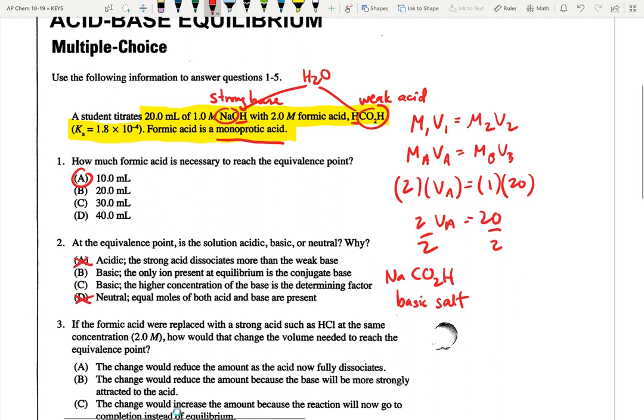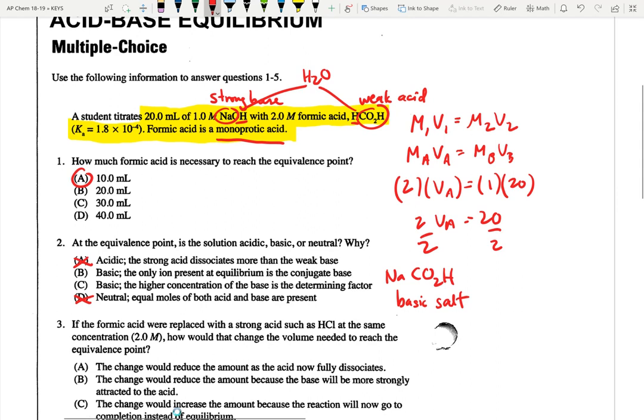I can get rid of these two. How do we know? How do we show this is a basic salt? How can we prove it? We could write an equation to show the formate ion acting as a conjugate base of our weak acid. Let's look at the two choices they give us, though.